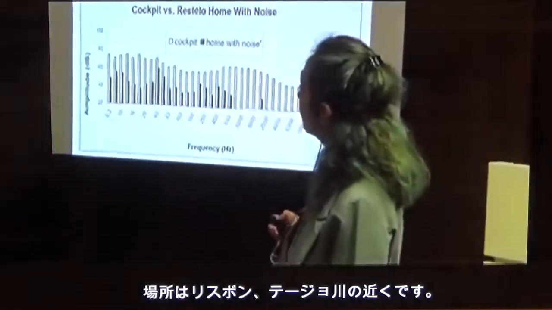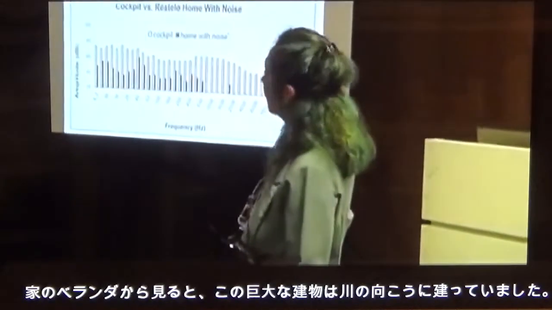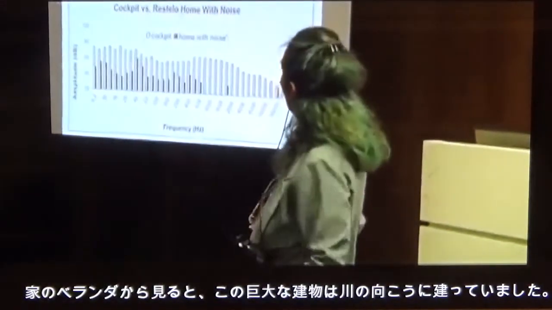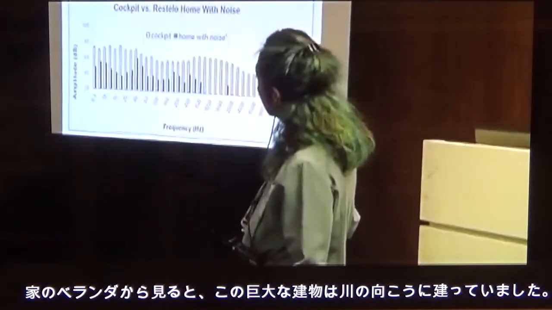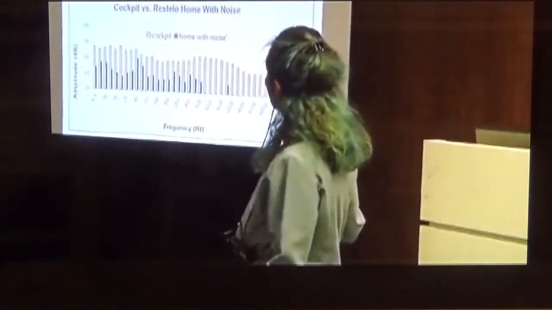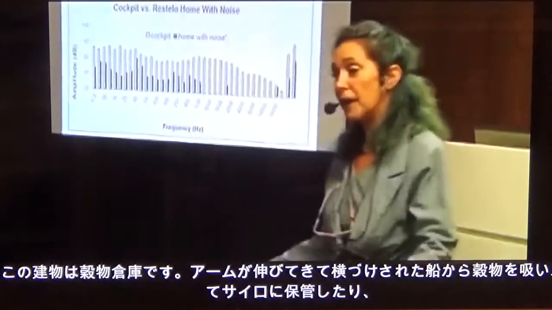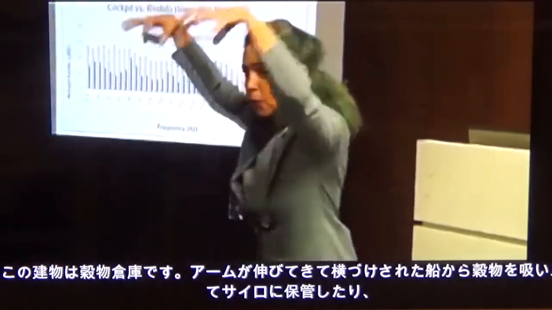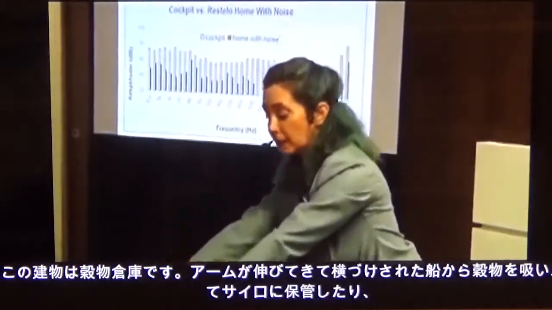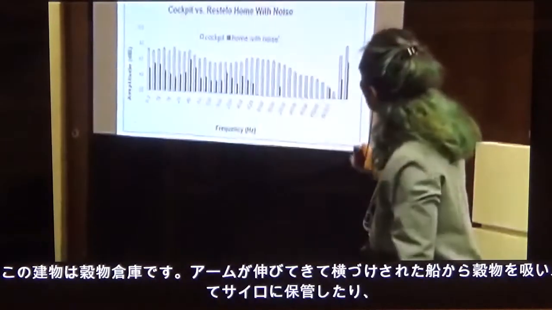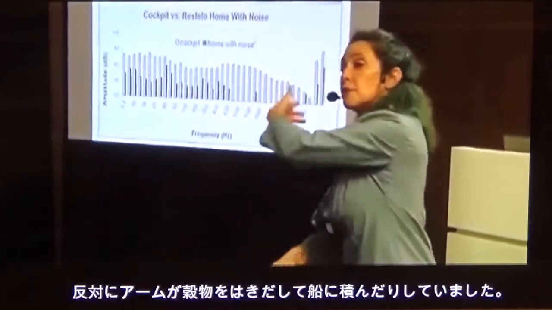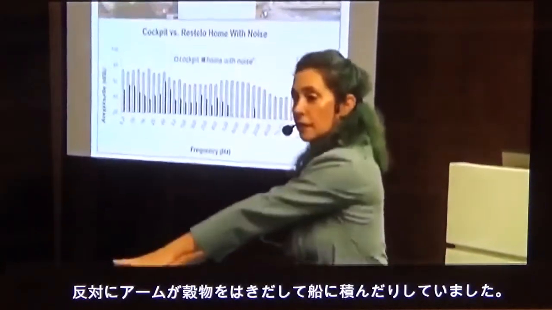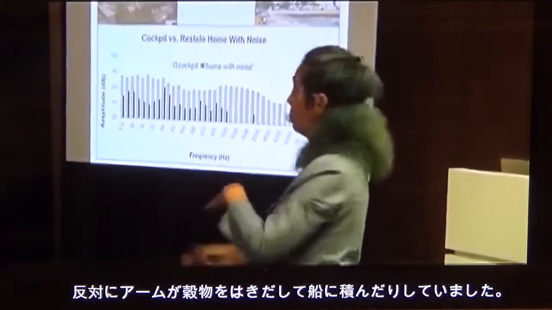This is the Tagus River. Here is the veranda, the terrace of the house, and this monster is just across the water. This has to do with the grain and the ships. The ships come, there's some arms, and it goes into the cargo of the ship, and it sucks up the grain into the silos. And then another ship comes, and they put the grain back into another ship.